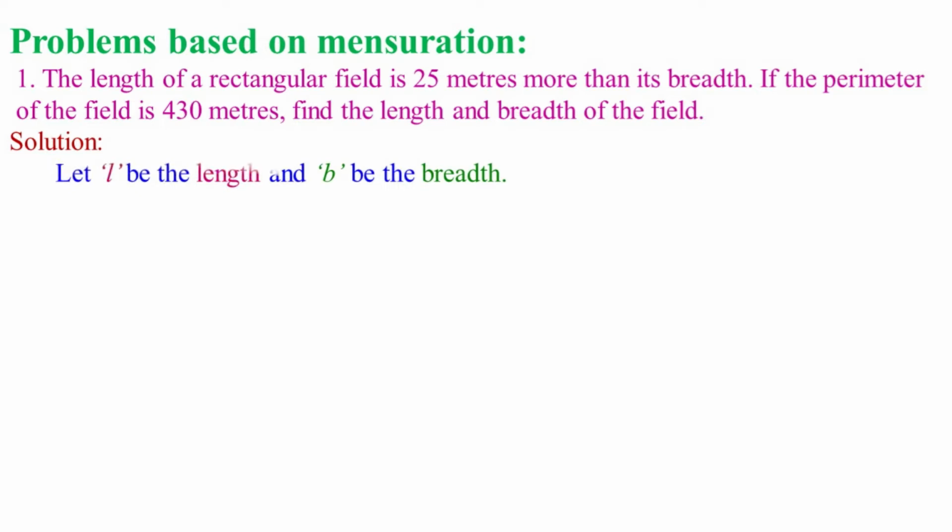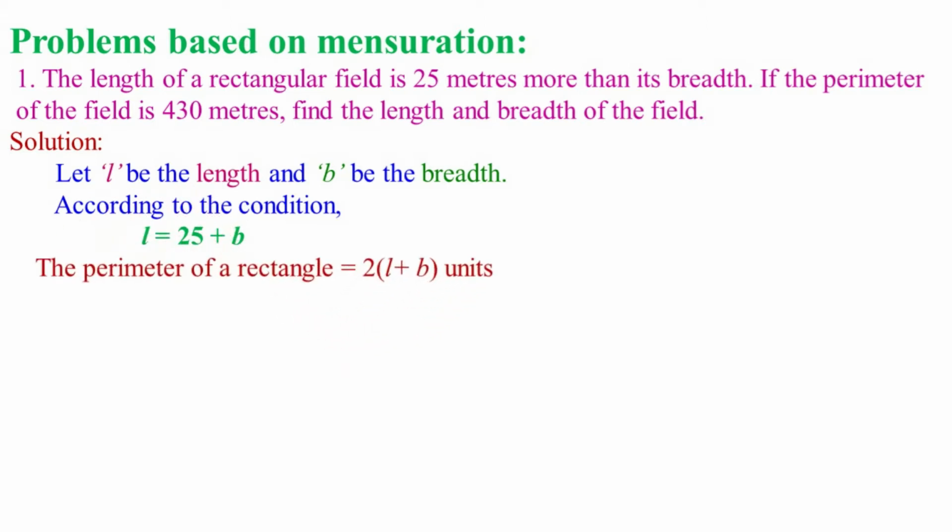Let L be the length and B be the breadth. According to the condition given in the question, L equal to 25 plus B. Now, what is the perimeter formula for a rectangle? The perimeter of a rectangle is 2 into (L plus B) units. Right? But in the question they have given perimeter is 430 meter. So, on substituting in the formula, we get 2 into (L plus B) equal to 430 meters.